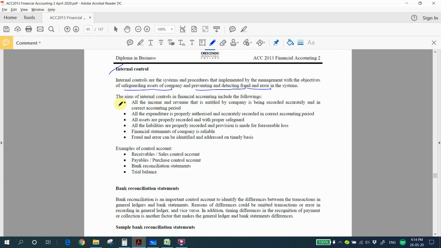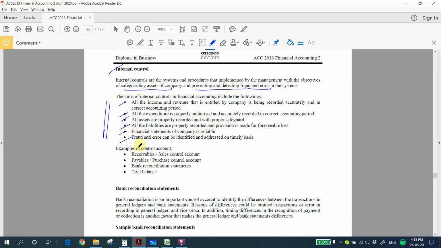All the income and revenue of the company should be recorded accurately and in the correct accounting period. All expenses are properly authorized and accurately recorded in the correct accounting period. All assets are properly recorded and with proper safeguard. All the liabilities are properly recorded and provision is made for foreseeable losses. The financial statement of the company is reliable. And lastly, fraud and error can be identified and addressed on a timely basis. So this is the objective, or we can say the aim, of internal controls.